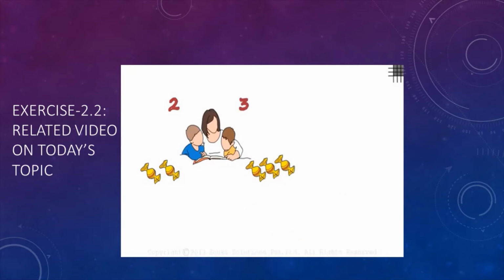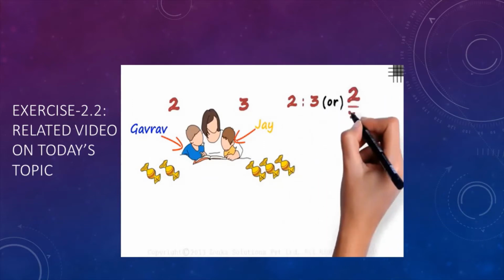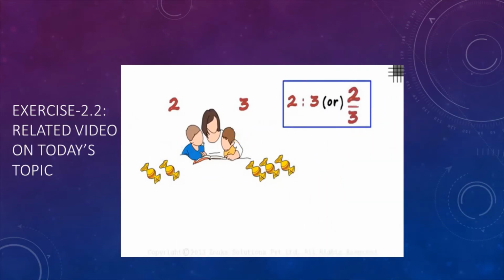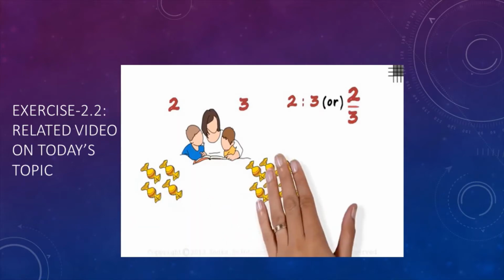So the ratio of the number of chocolates Gaurav got to the number of chocolates Jay got is written as 2:3 or 2 divided by 3. This can be read as 2:3. We are basically comparing the number of chocolates Gaurav got to the number of chocolates Jay got. This went on for quite a few days. So every time the magic hand gave 2 chocolates to Gaurav, it gave 3 chocolates to Jay.